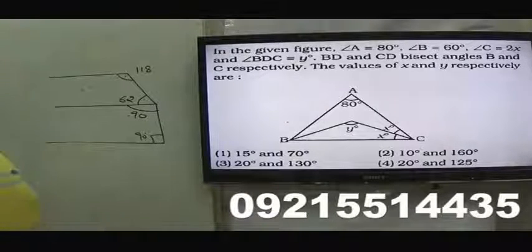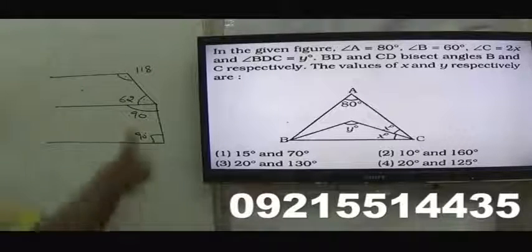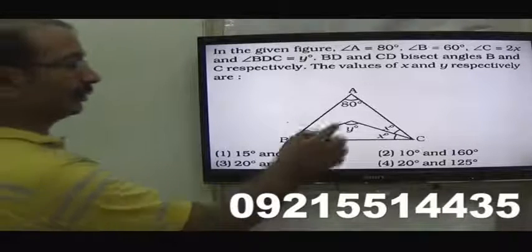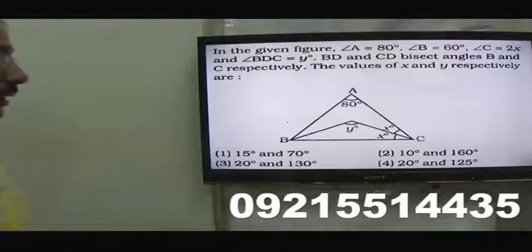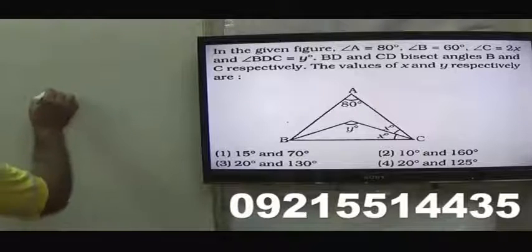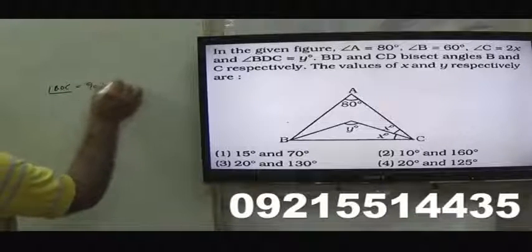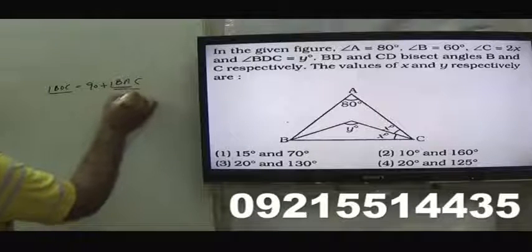In the given figure, angle A is equal to 80 degrees, B equal to 60 degrees, C equal to 2x, BDC equal to y, BD and CD bisect angle B and C, find x and y. They are angle bisectors, right? Now you know the angle bisector theorem. Let us say this point is O, because they are internal angle bisectors, so we can say angle BOC equal to 90 plus angle BAC by 2, that's how it goes, right?